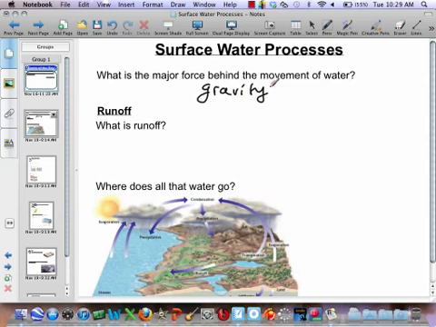And Brandon, as you said earlier, water hits the ground, where does it run? Downhill. Okay? That's what we call runoff. Anytime you watch water moving down a slope, you've got runoff. So runoff is basically the downhill movement of water.